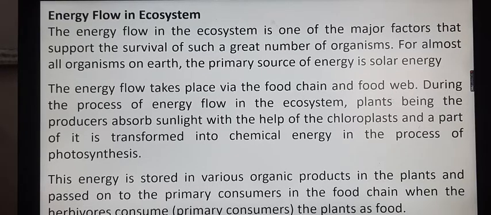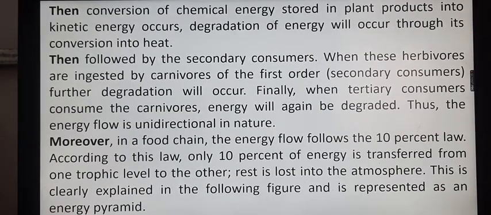So like this, the energy of the sun first of all goes into plants in making their own food. Then when these plants are eaten by herbivores, it goes into primary consumers. Like this, energy passes from one level to the other level. So this is all the explanation I just told.